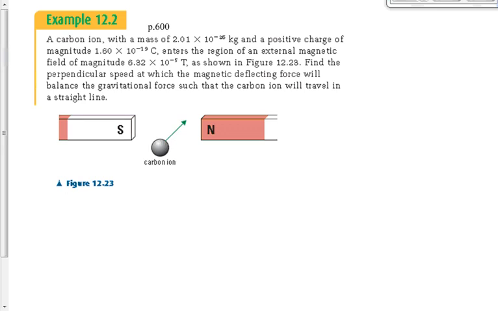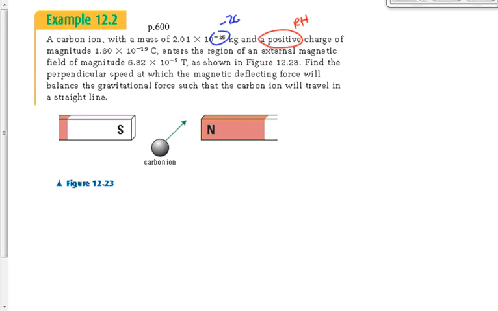12.2 on page 600. This one says a carbon ion, which we've never really seen before, has a mass of 2.01 times 10 to the negative 25. 10 to the minus 26, that should be. Kind of hard to read that number there. It's got a positive charge. Let's underline that or circle that in red to remind us that it's a positive charge. And if we have to use a hand rule, we're going to use a right-hand rule. It enters the magnetic field. We want to find the speed at which the deflecting force will balance gravity such that the carbon ion will travel in a straight line.